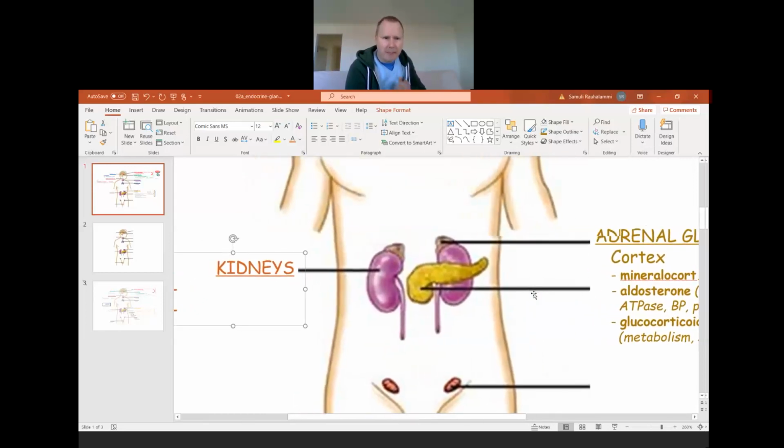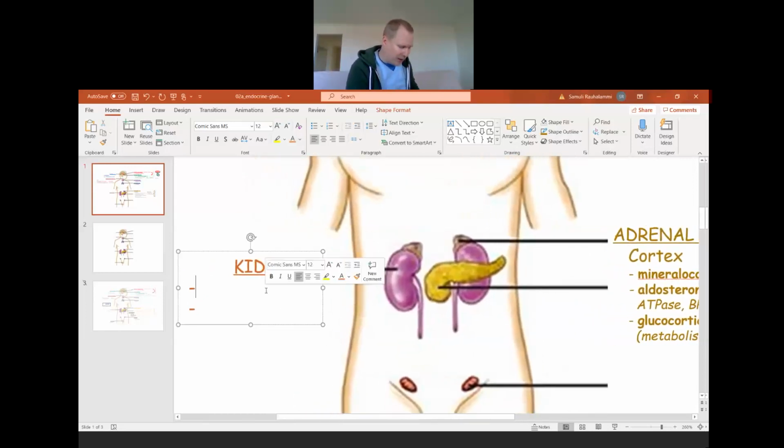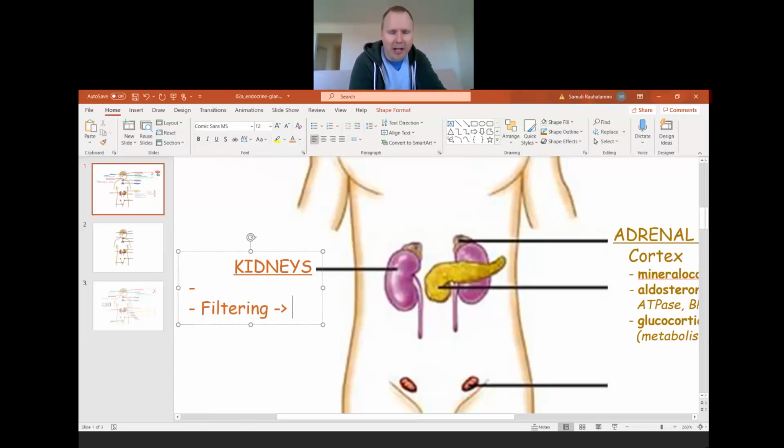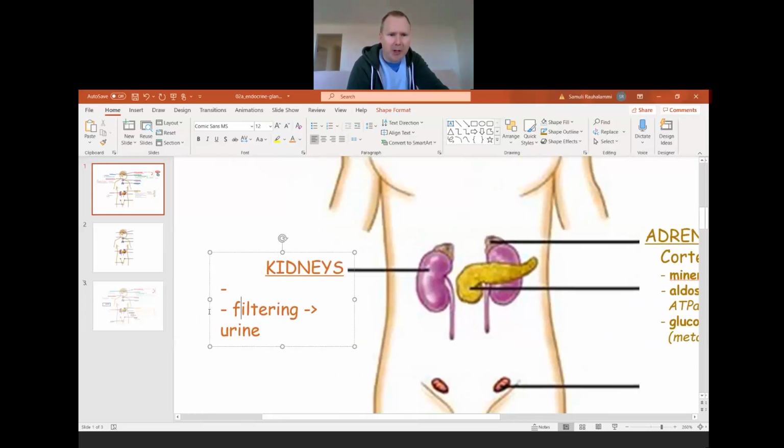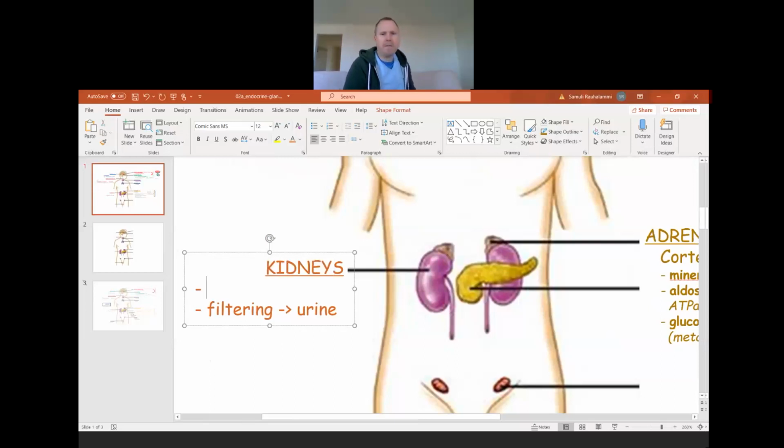So a lot of the time what I hear about the kidneys from the students is that, of course, we have kidneys to do the filtering of the blood, which allows us to produce urine. This is true, and this is an important function of the kidneys, but I wouldn't necessarily go as far as saying it being the most important function of the kidneys. In my view, the most important function of the kidneys is the regulation of the blood pressure.